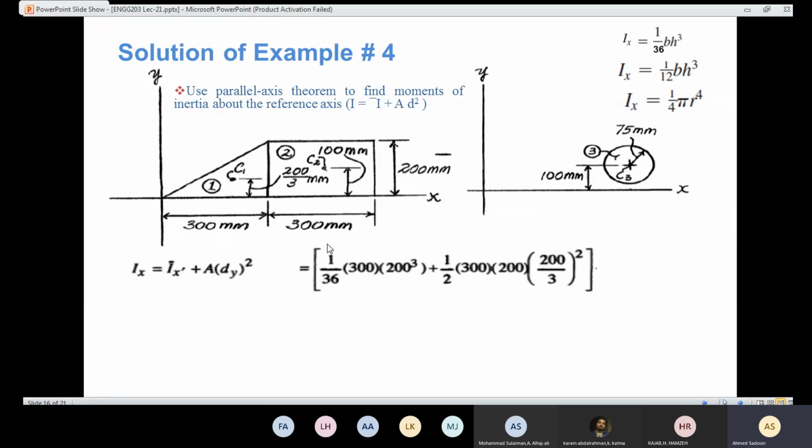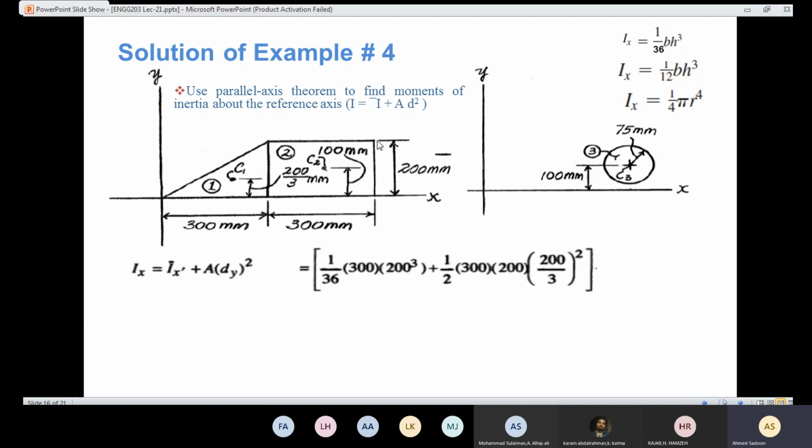For the first part, I'm going to assume the triangle is the first part here. It is going to be Ix bar. Ix bar for the triangle is this formula. The value of B is going to be 300 millimeters, and the value of H is going to be 200 millimeters cubed. Then the area is going to be 1/2 times 300 times 200 for the triangle. And I need to know the value of dy, the difference between the centroidal axis and the reference axis. Here is 200/3, and it's going to be to the power 2.